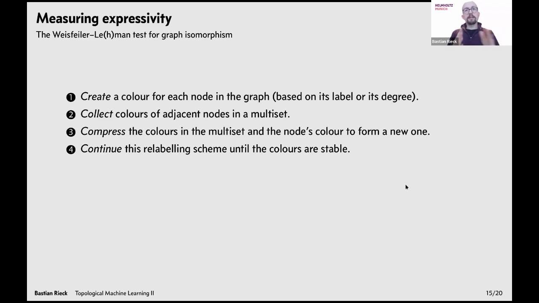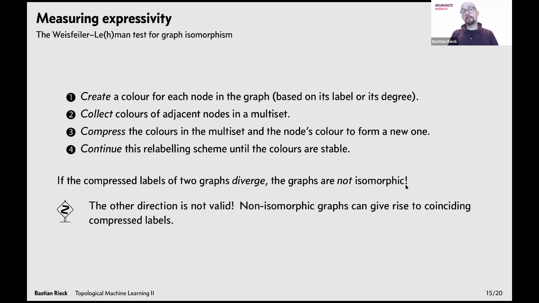So the colors will be stable at some point and won't change anymore up to normalization. And the great insight is that if the compressed labels, so these new labels of the two graphs, diverge at any point, so if you have a sequence of colors for the nodes and they diverge at any point, then the graphs are guaranteed to be not isomorphic.